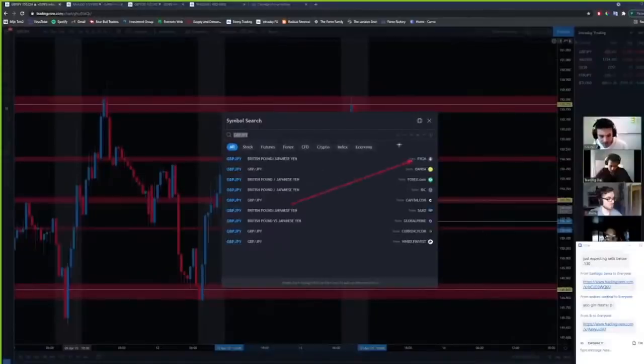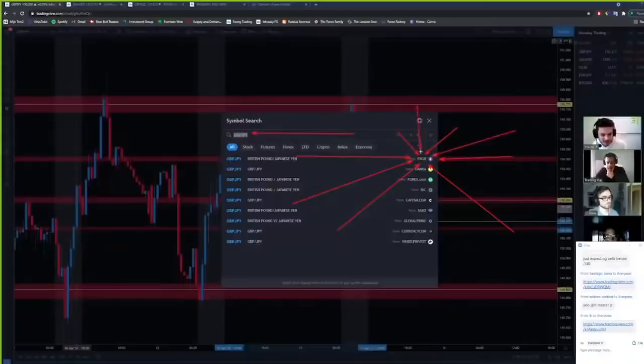I use FXCM. So if your chart is different, then you probably want to type in GBP JPY and then get the one that says FXCM. That's the one we use.